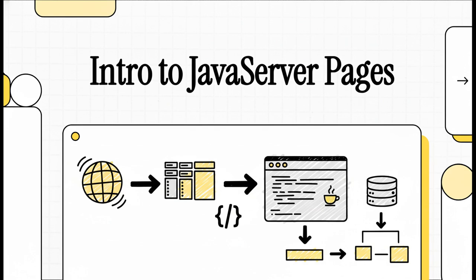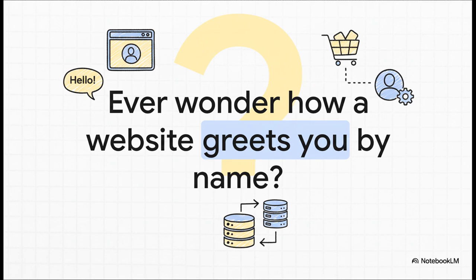So let's dive in. Have you ever landed on a website and it just knows you? Maybe it says something like, "Welcome back, Sarah," or your shopping cart is just sitting there with all your stuff in it. It feels kind of like magic, right? But it's not. It's all about technology that allows a single web page to be dynamic, to change for every single person who visits. So how does that even happen?